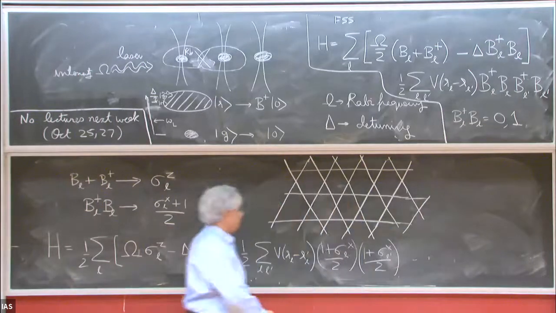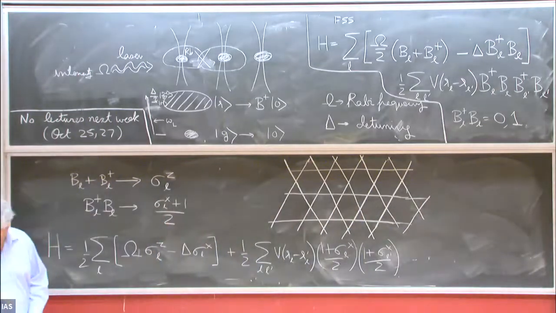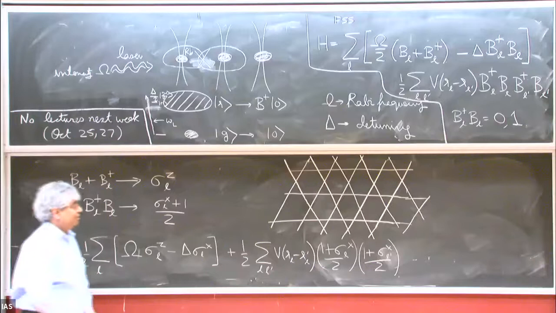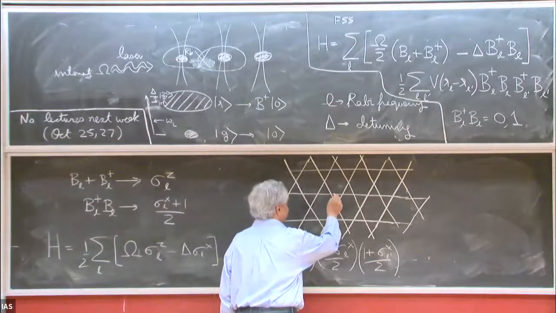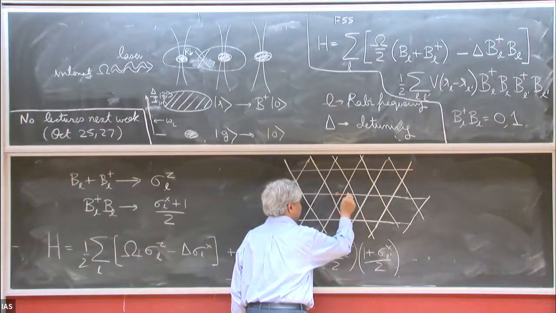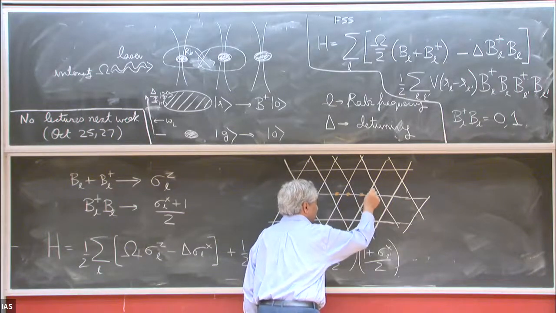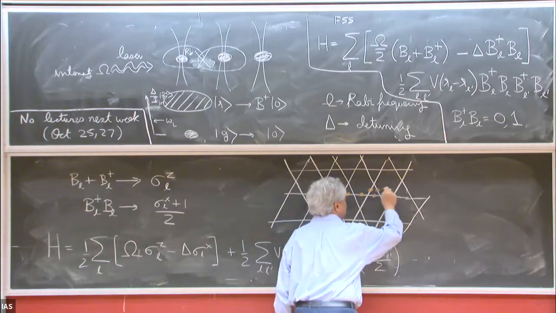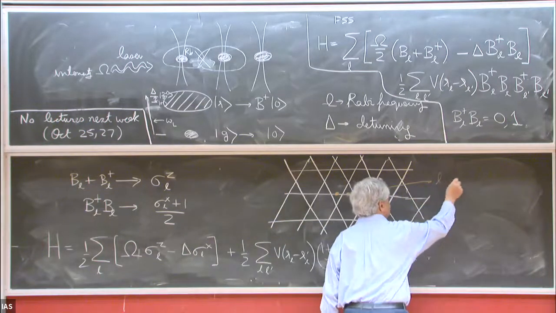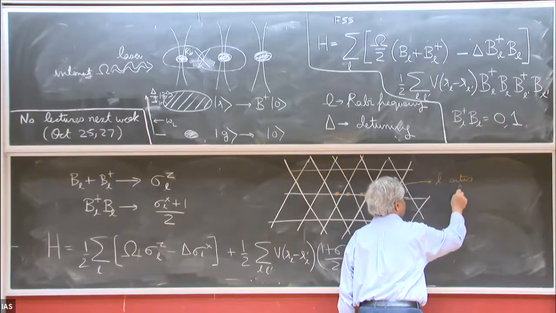Okay, so this is the Kagome lattice, and you're going to put the atoms on the links of the Kagome lattice. You're going to put them here. This is where the atoms are. These are the Rydberg atoms. So the sites, this is where the atoms are.